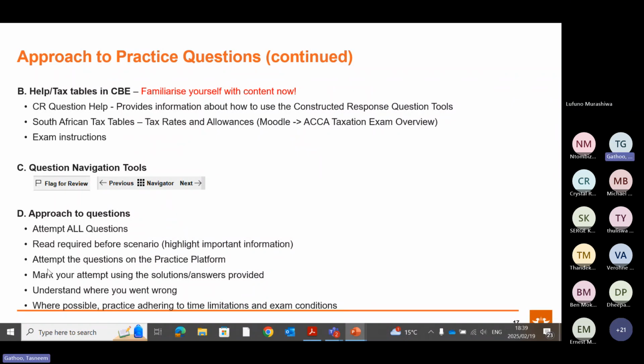And again, as we emphasized, please attempt the questions on the practice platform. It's really important that once you've attempted the questions, you go and mark your question. You must attempt the question. Please don't just look at a question and the solution. Actually attempt the question, then mark yourself using the solutions or the answers provided.